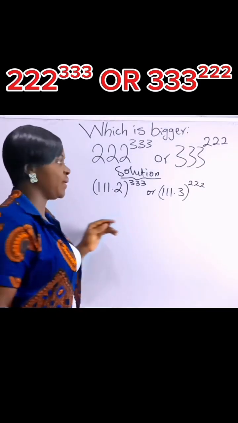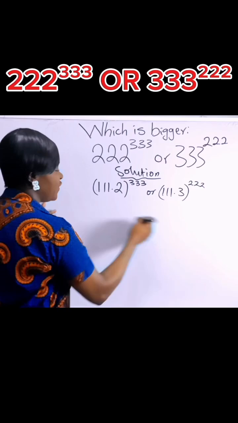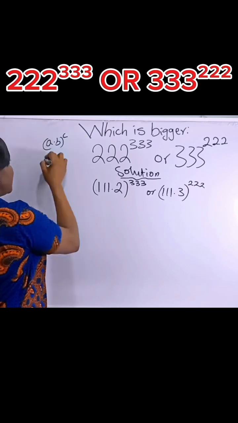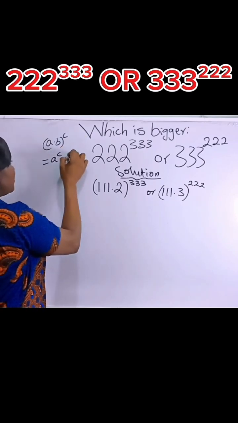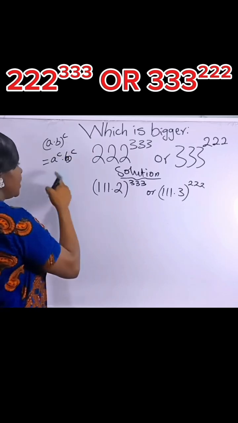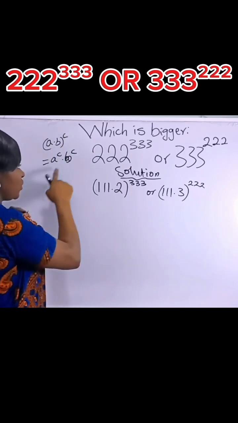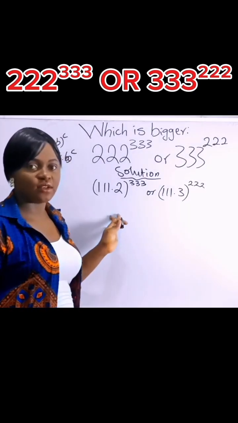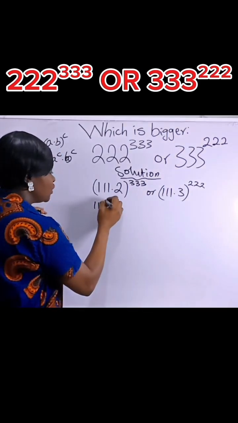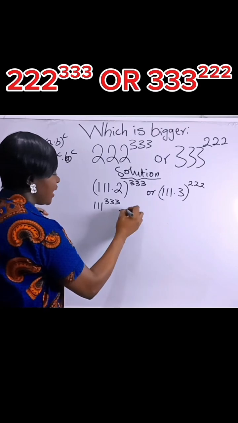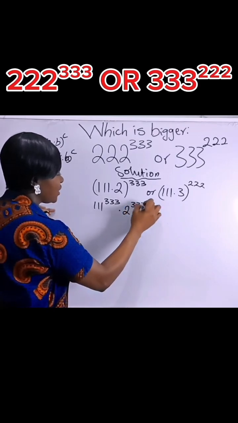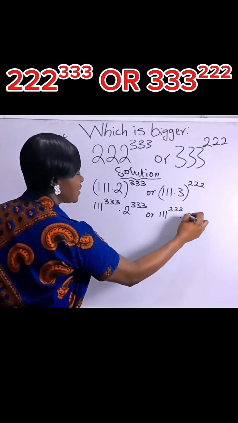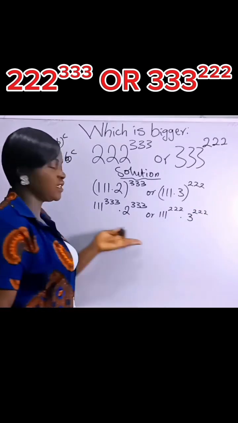Now from here let's apply this exponential rule. If you have a times b, all to the power of c, this equals a to the power of c times b to the power of c. Let's apply this rule in this particular expression inside the bracket. So we are going to have 111 to the power of 333 times 2 to the power of 333, and 111 to the power of 222 times 3 to the power of 222. And this is what we have here.